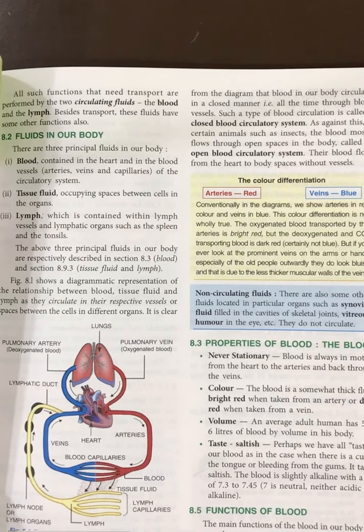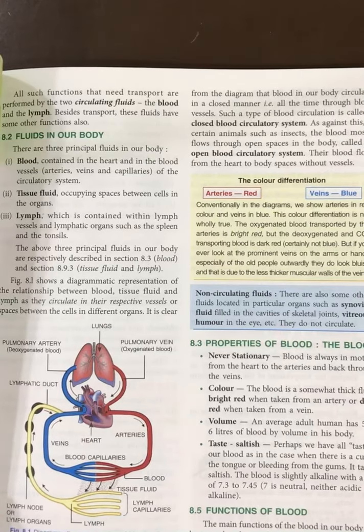So it is present between the cells. That is, the organs have spaces between them, and that space is packed up with the cells. Those spaces between the cells are called intercellular spaces, which are filled with the tissue fluid. Then lymph, which is contained within the lymph vessels. So lymph is contained in the lymph vessels and the lymphatic organs such as the spleen and the tonsils.